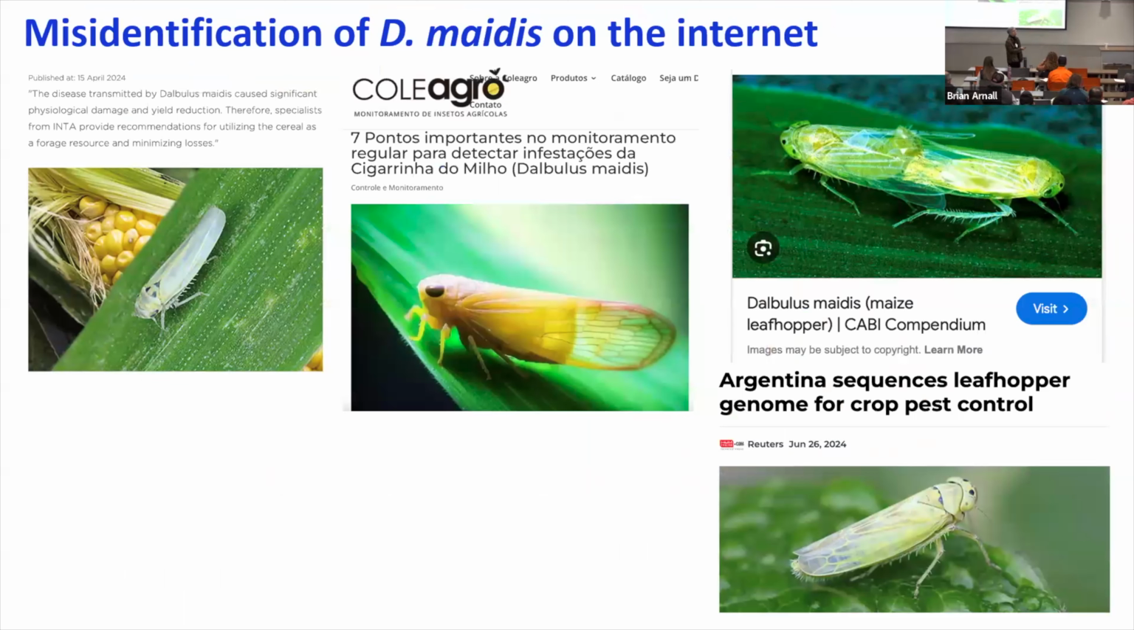All right, I want to talk a little bit about misidentification. You guys, as crop consultants, may be called out and see these hoppers, and you'll go to the internet to try to get an ID. Please be aware that there are websites that have incorrect information. I just want to show you a couple of examples.